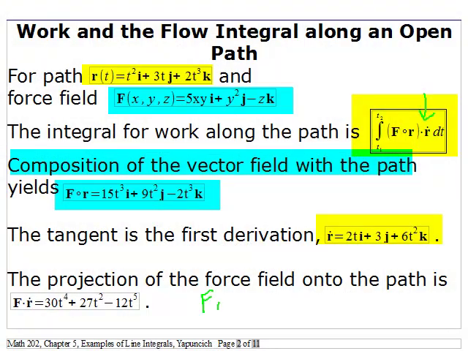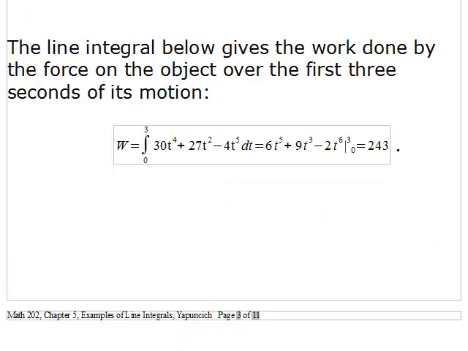This would be F composed with R dotted with R dot. In other words, the integrand. That's what this is: 3t to the 4th plus 2t squared minus 12t to the 5th. Okay, note that this is a scalar. The dot product yields a scalar, and I'm going to integrate that scalar. And obviously that's simple. So the work over the first 3 seconds of pushing something along that path in that particular force field turned out to be 243, whatever. Okay?